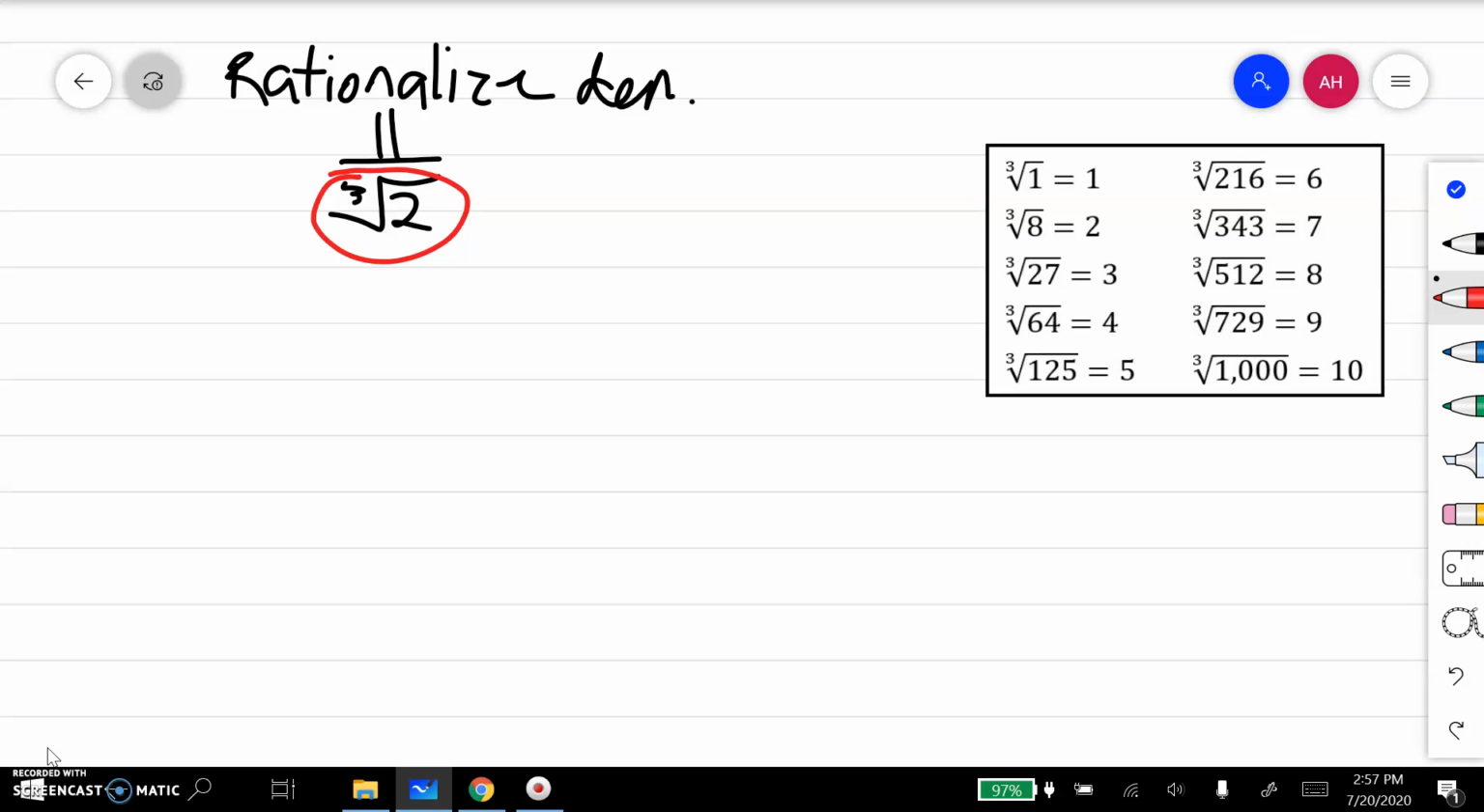2 does not have a cube root. Okay, you get a decimal. So we want to change that 2 into something that does have a cube root. So what we do is we're going to come over here and look at these numbers and find the smallest number that 2 divides into. So if we look, 2 won't go into 1, okay, but 2 does go into 8. So my goal is to turn that into the cube root of 8.